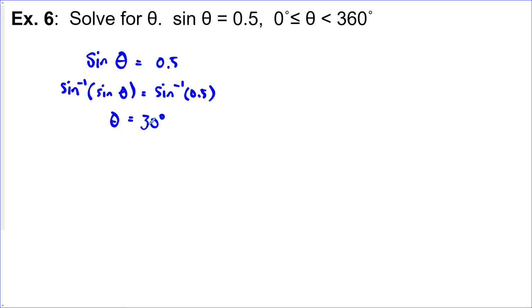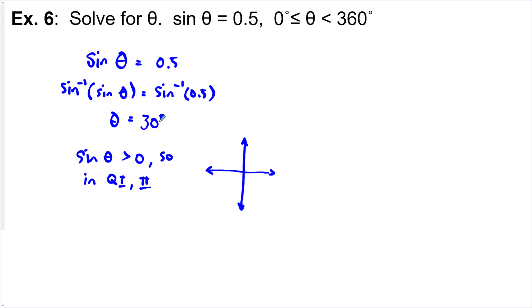Now the trouble with just depending on the calculator, though, is that this isn't the only answer. This is the only answer the calculator will give us, but we need to remember our cast rule, or whatever you're going to call it. So sine's ratio is positive in quadrants 1 and 2. So sine theta is greater than 0 in both of those quadrants.